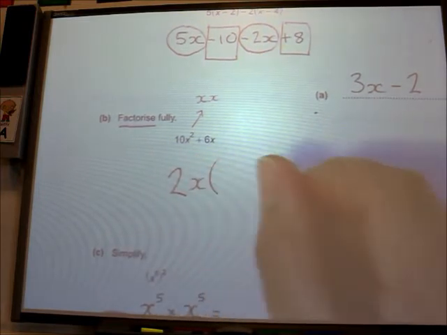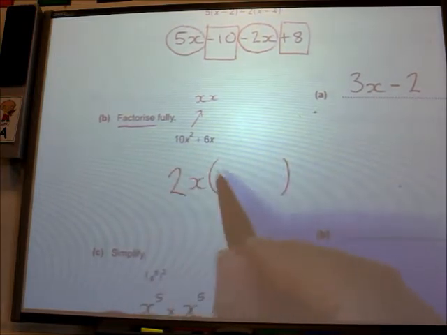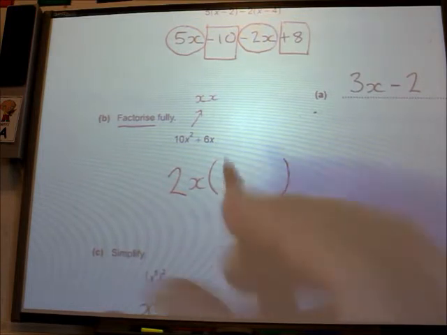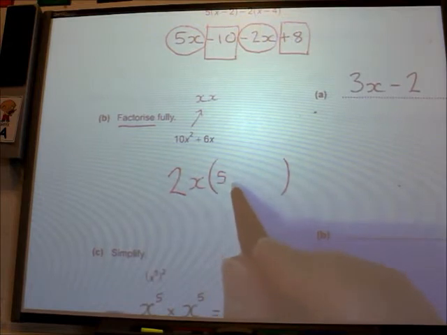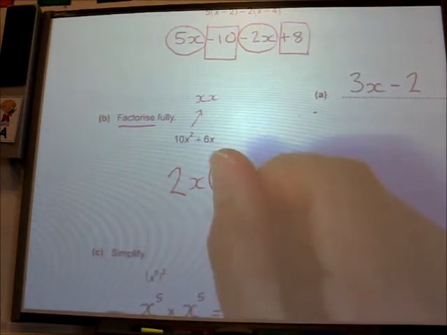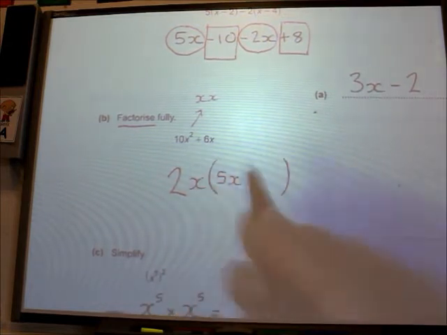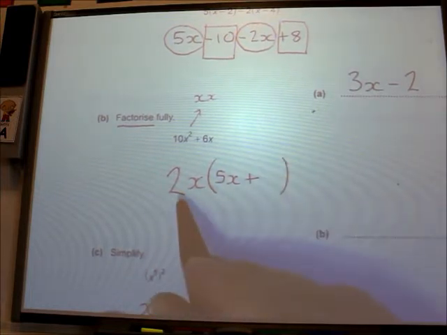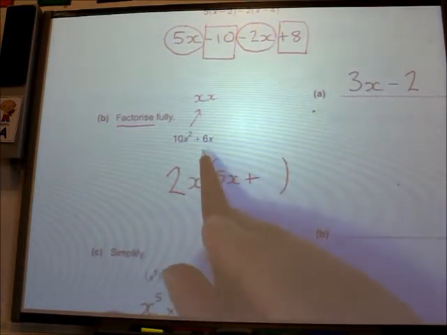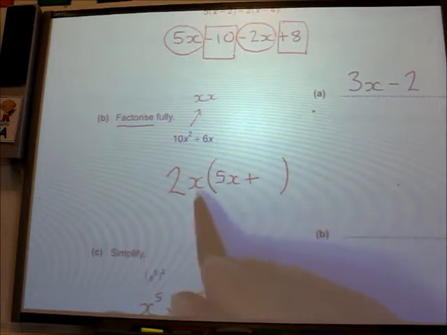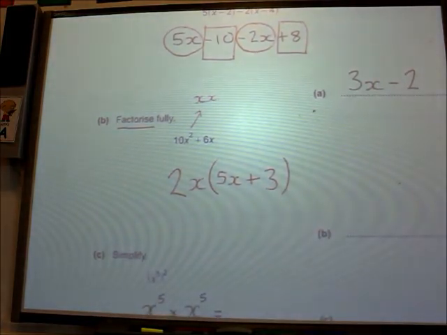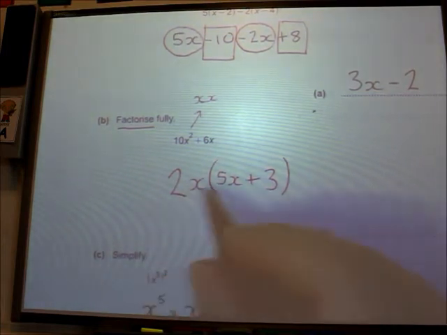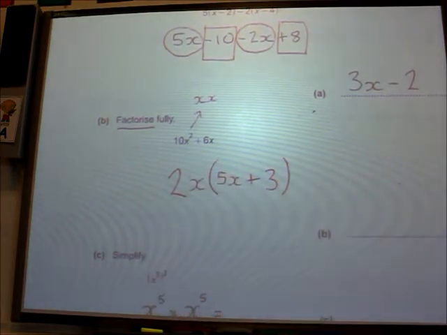Then you draw your brackets. Right, 2 times what gives you the 10? 2 times 5 gives you the 10. And x times what gives you the x squared? X times x. There's a plus. 2x times what gives you 6x? Well, you've got the x, so you don't need that. And 2 times 3 is 6. You can always check those because you can multiply it out and you'll get what you started with.